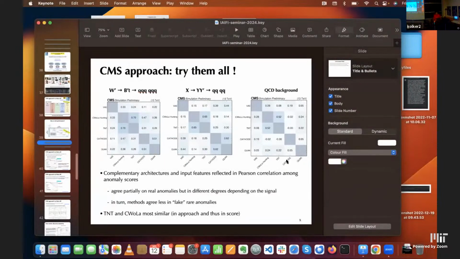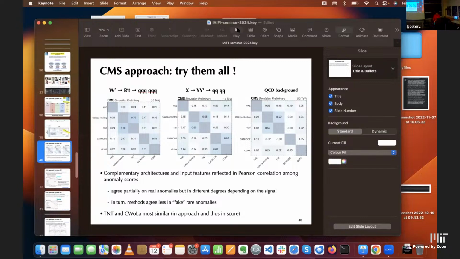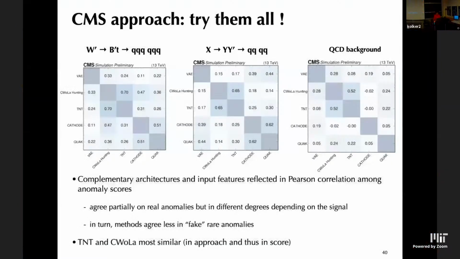Okay, defend it. Basically, this is the actual correlation after some selection on signal hypotheses and background. The interesting thing is you'll see that some methods which tend to be similar tend to be correlated on the signals. So for example, TNT and koala hunting, which are very similar. And a lot of methods tend to not be correlated, which was a big surprise to all of us because we thought we would all hone in on the signals. The other thing to know is that the background is completely uncorrelated, right? Which basically means we're all selecting different events.